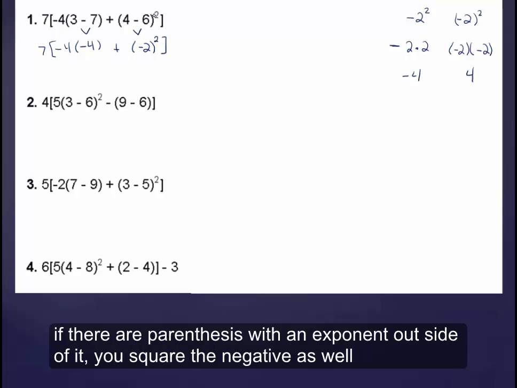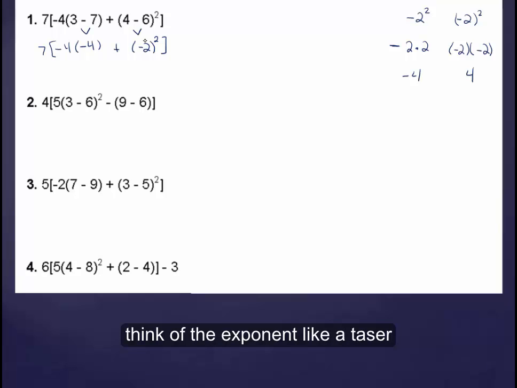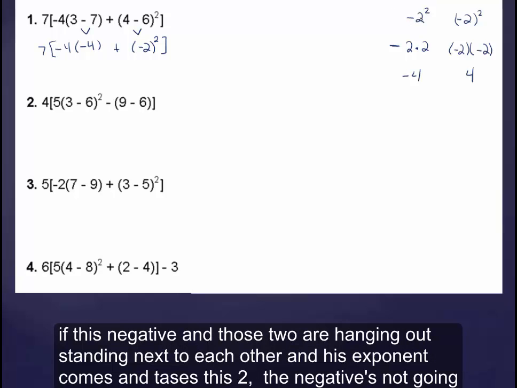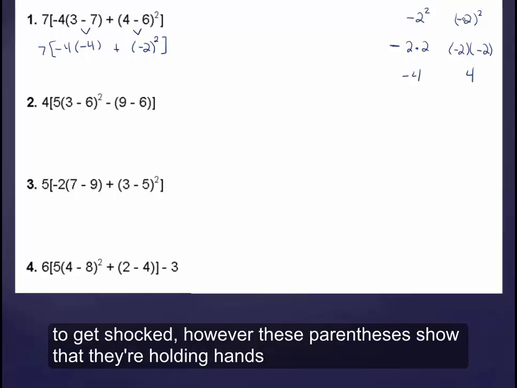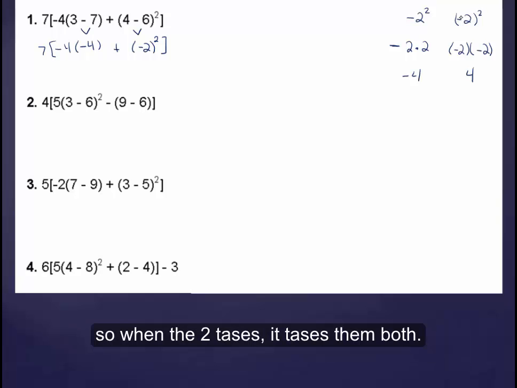If there are parentheses with an exponent outside of it, you square the negative as well. Think of an exponent like a taser. If this negative and this 2 are standing next to each other, and this exponent comes and tases this 2, the negative is not going to get shocked. However, these parentheses show that they're holding hands. So when the 2 tases, it tases them both.